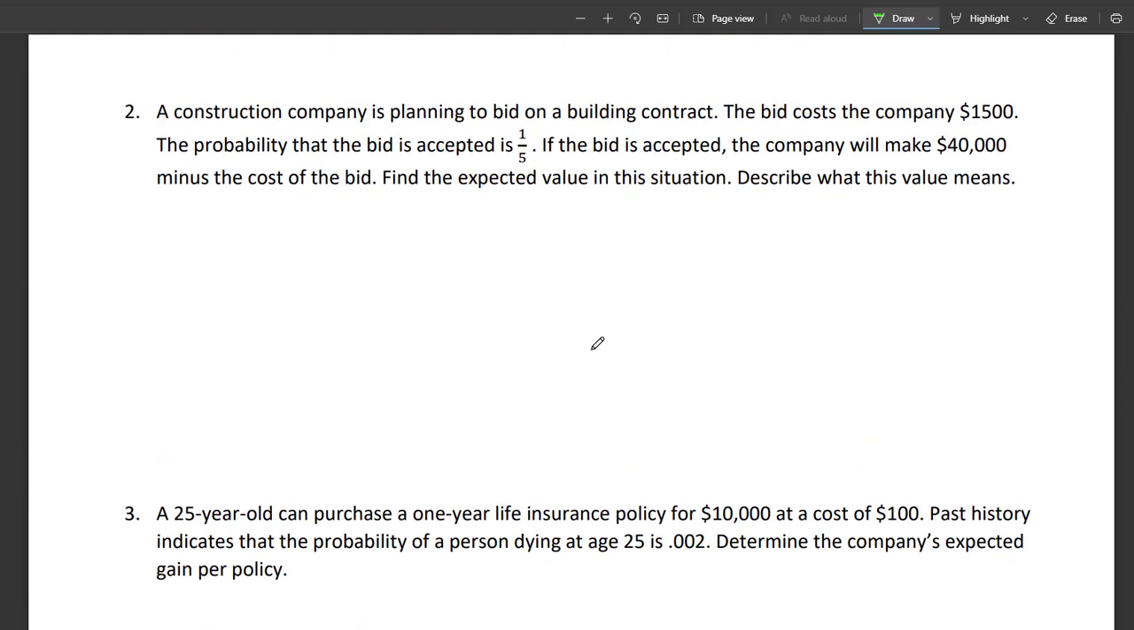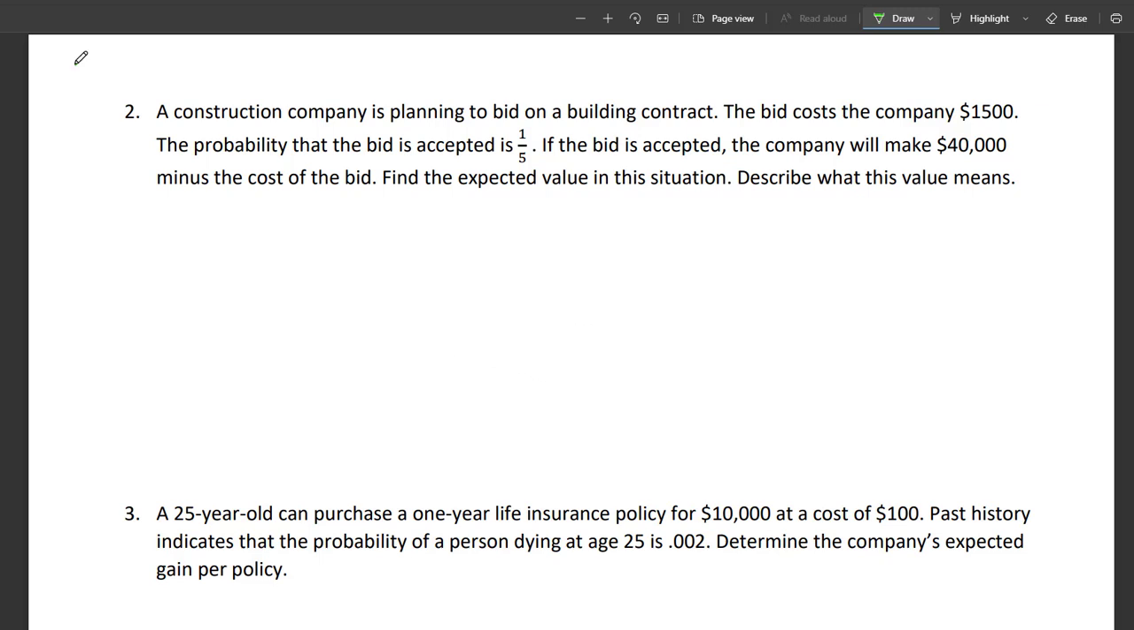So number 2, a construction company is planning to bid on a building contract. The bid costs the company $1,500. So in order to even get in on this bid, they have to pay $1,500. The probability that the bid is accepted is 1/5. If the bid is accepted, the company will make $40,000 minus the cost of the bid. Find the expected value in this situation.